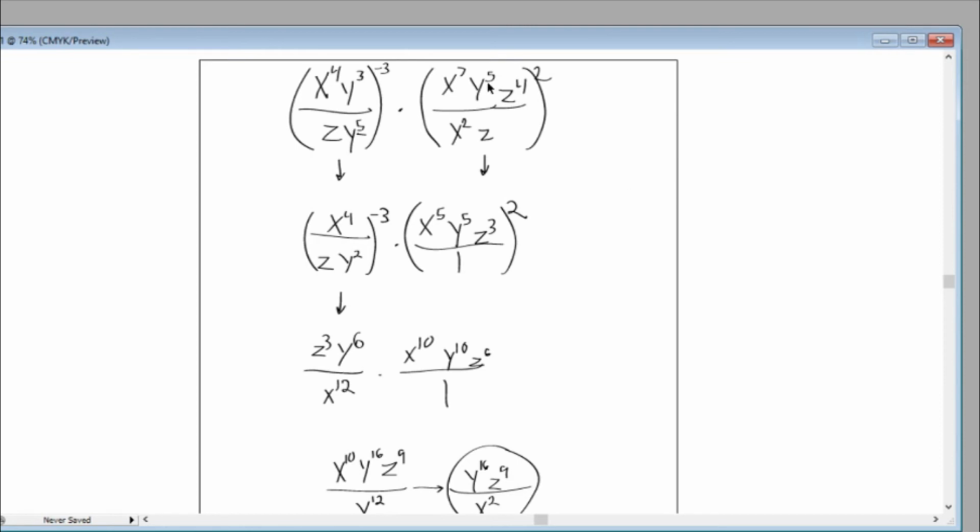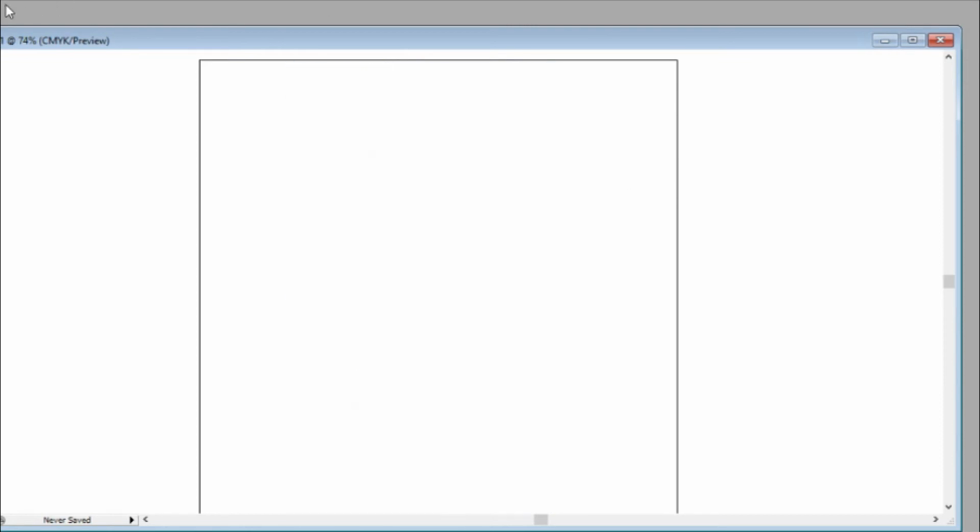Alright, so now let me clear the board once again. Now, there are other places that these exponents become quite interesting. First of all, we have the idea of powers of 10. Our counting system is based on powers of 10. I'm not going to go into that too much, though.